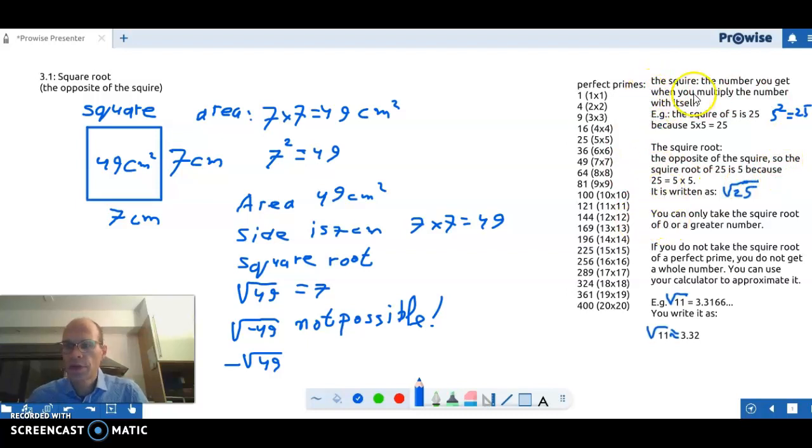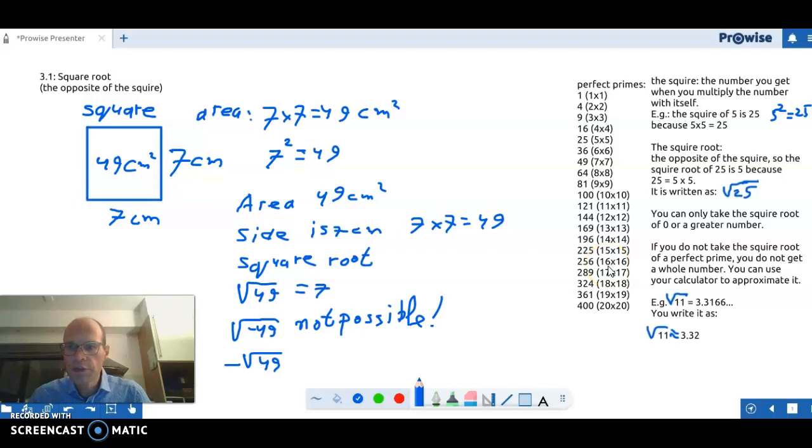So the square is the number you get when you multiply a number with itself. So for example, the square of 5 is 25. So you can write down 5 squared is 25, because 5 multiplied by 5 is 25. And the square root is the opposite. So the square root of 25 is 5 because 25 is 5 multiplied by 5. And that is written as this sign with 25. And like I just said, you can only take the square root of 0 or a greater number. Okay, and with the perfect squares, you should be able to do that and you get a nice number because all these perfect squares are the square of whole numbers.